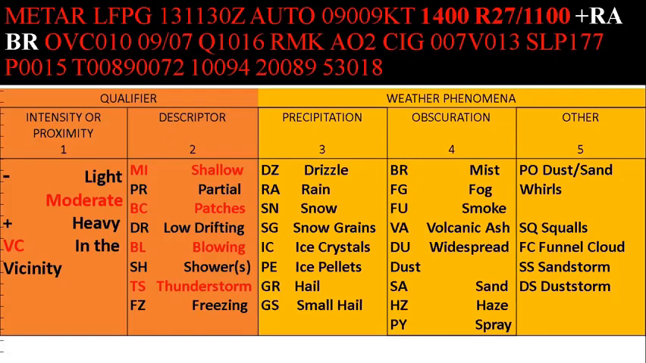So for the description of the weather phenomena further, if you go through like this, MI stands for shallow, SH means shower, TS means thunderstorm. Then thereafter some precipitation codes are there: DZ, drizzle, RA, rain, GR, hail. So I request you to pause here and read these codes yourself.